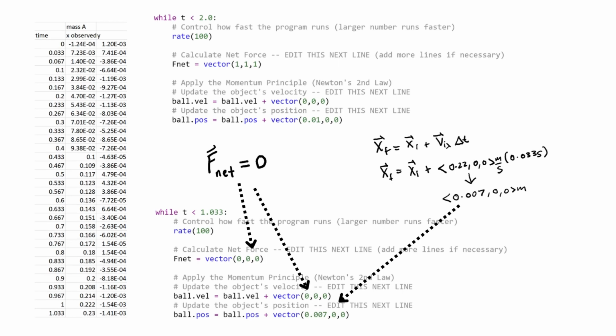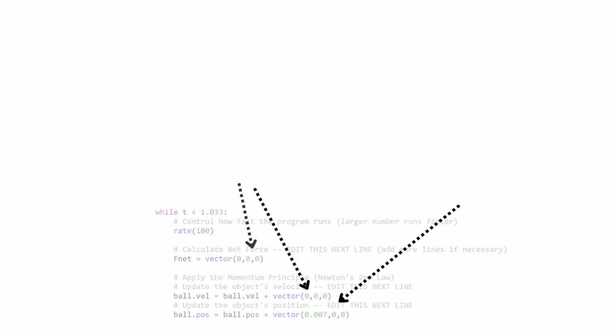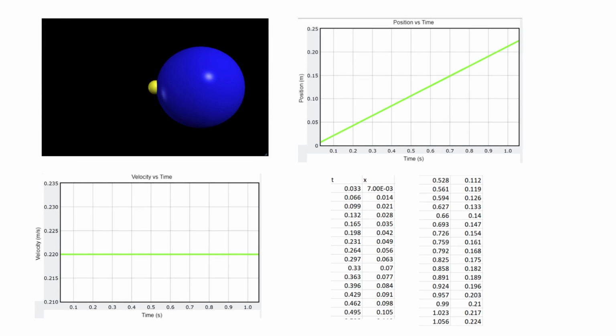Continuing in Glowscript, since I assumed the net force was 0, I reset the F-net vector and kept the update velocity formula the same, as there would be no change in velocity. For the update position formula, I simply plugged in my calculated initial velocity and change in time to get a more accurate change in the position vector. I then ran my script and got back the calculated position versus time graph and velocity versus time graph, which of course was a flat line, indicating velocity didn't change.